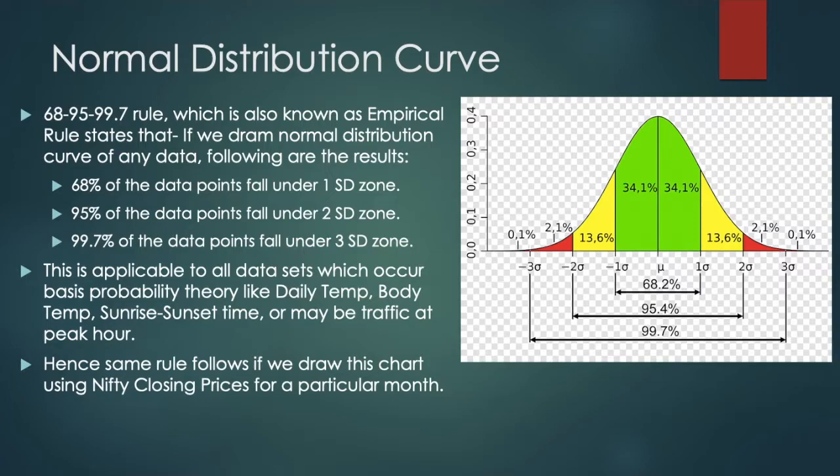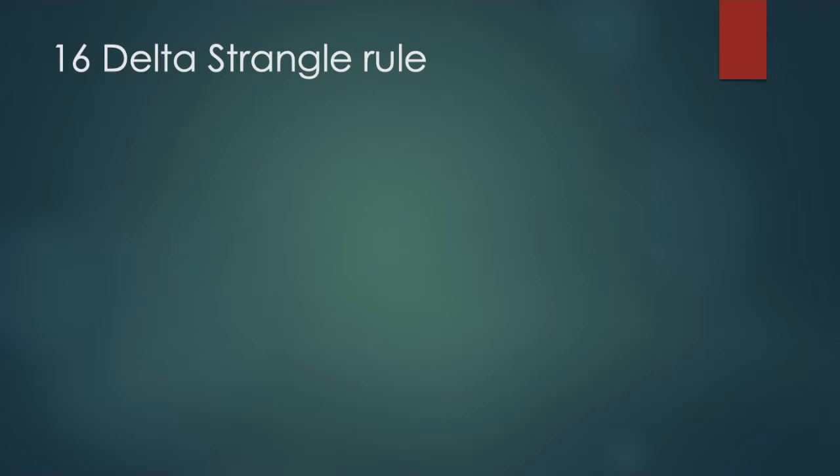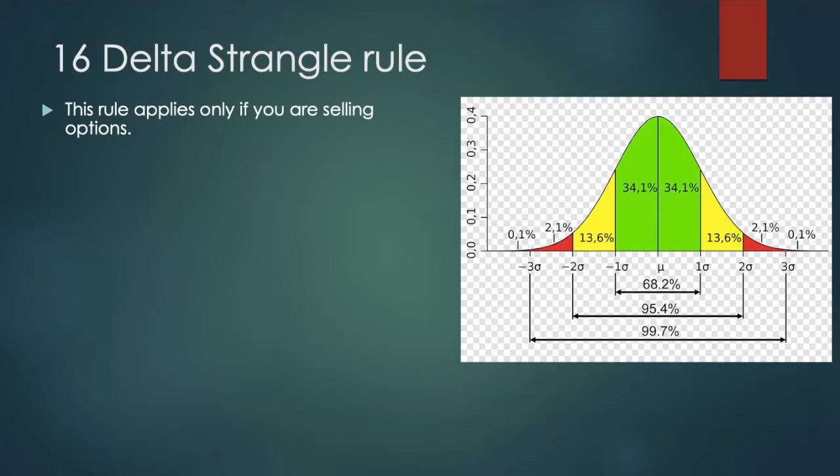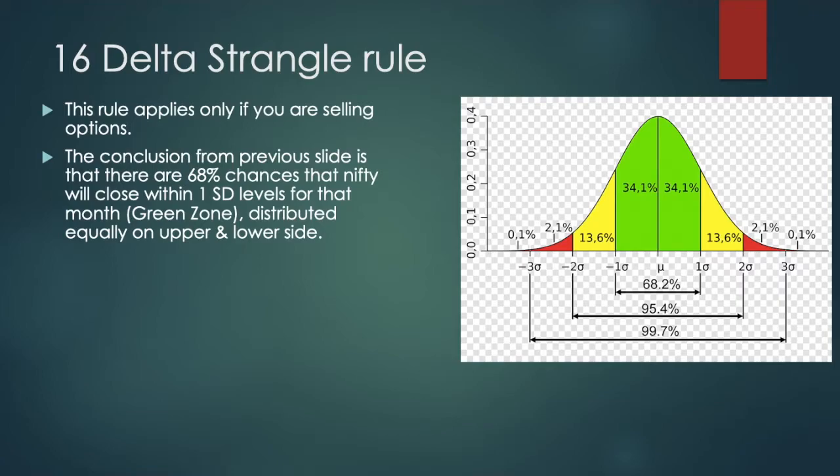Now let's come to the 16 Delta Strangle rule. Let's understand it very carefully. This rule applies only if you are selling options. This is not for buying options. This is the normal distribution curve from the last slide. The conclusion of the previous slide is that there are 68% chances that Nifty will close within one standard deviation levels for that month, the green zone.